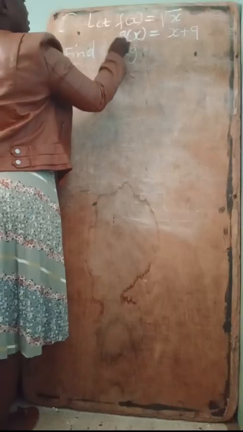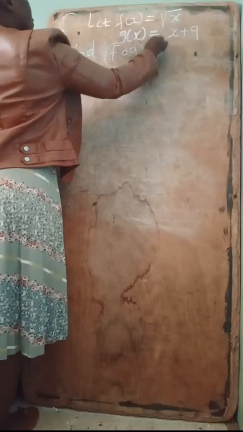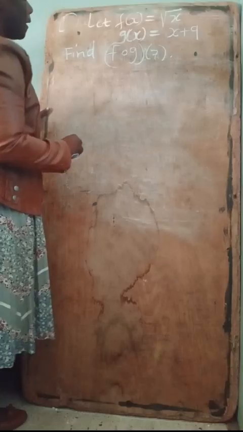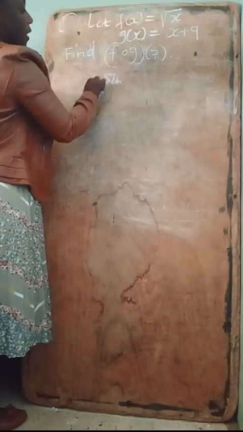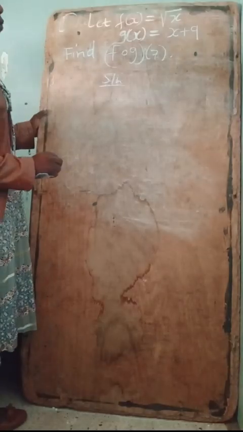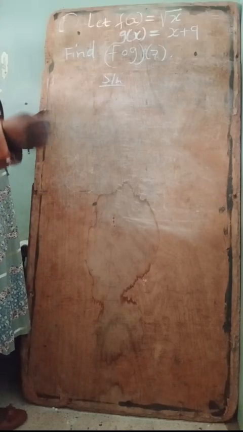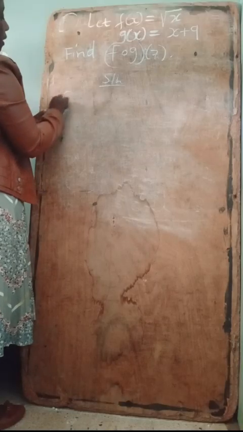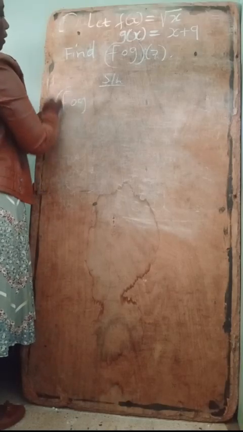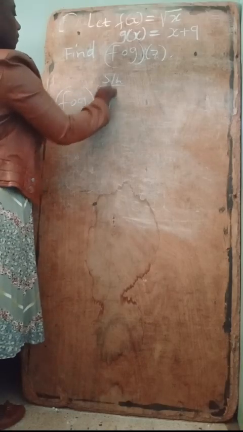f of g of 7. Okay, so very simple and straightforward. So how do we solve this? As I said, first things first, we should find f of g of x.